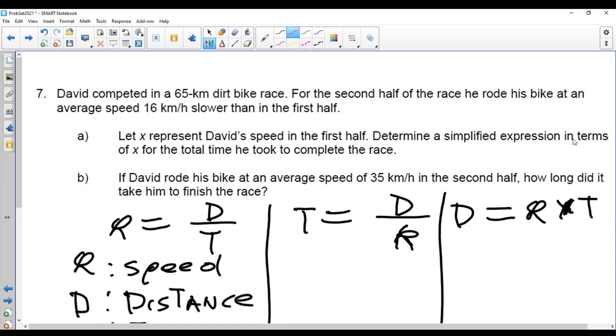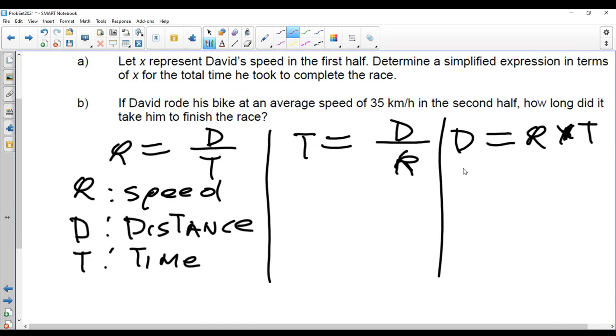I want you to look at what this is saying: David is in a 65-kilometer dirt bike race. The first half of the race, or 32 and a half kilometers, he rides at an average speed of 16 kilometers per hour slower than in the first half. So his speed is going to be slower in the second half than it was in the first half. He got tired. Let X represent David's speed in the first half. So there's a let statement there.